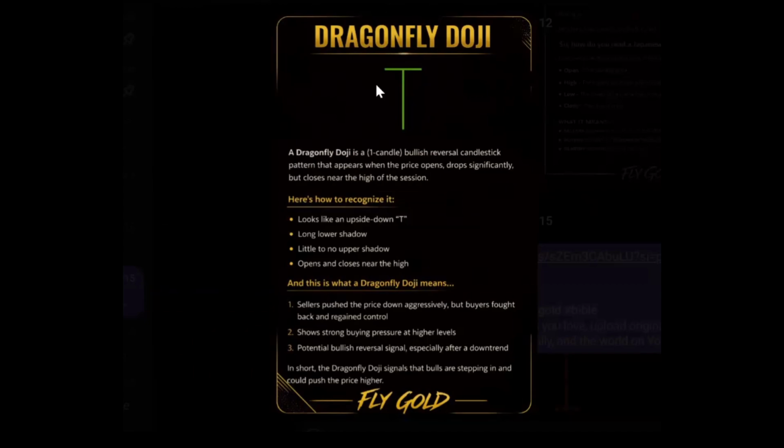The key is to recognize what direction it was going before this formed. So if it was going up and then you see this, you could look for a sell and vice versa. If it was selling and then you see any of these types of dojis, it's always indecision. They're usually a clear sign of reversal.